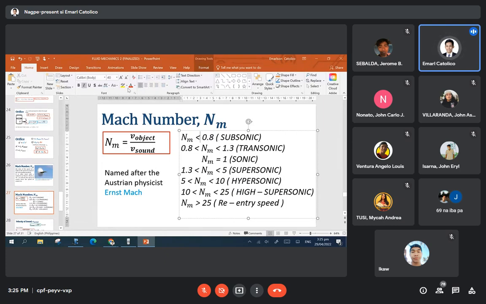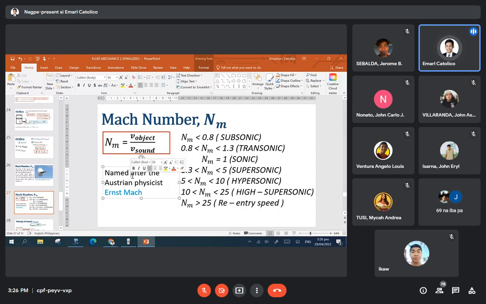Yung binigay ko sa nacelles, 3 lang, no? Pero pag specific yung tinatanong ito. Less than 0.8, subsonic. Greater than 0.8, less than 1.3, transonic. Kapag equal to 1 yung Mach number, sonic. Kapag greater than 1.3 but less than 5, supersonic. Greater than 5 but less than 10, hypersonic. Greater than 10 but less than 25, high supersonic. Then yung Mach number na greater than 25, yan na yung re-entry speed na tinatawag.